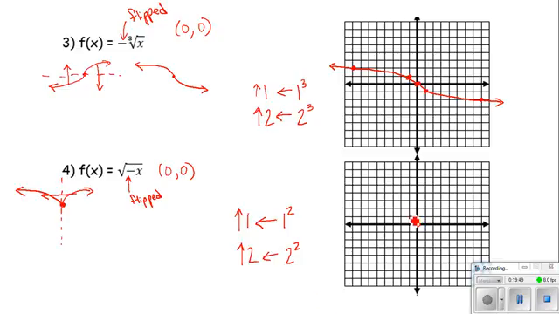So up 1 to the left 1, up 2 to the left 4. I might be able to actually fit 3 on here. If I go up 3, I would have to go left 3 squared. Let's see if it would fit. 3, 1, 2, 3, 4, 5, 6, 7, 8, 9. It did fit. There we go. So I can draw my parabola. But because it had that negative on the inside, it flipped over the y-axis, so that's why it came to this direction instead of this direction.